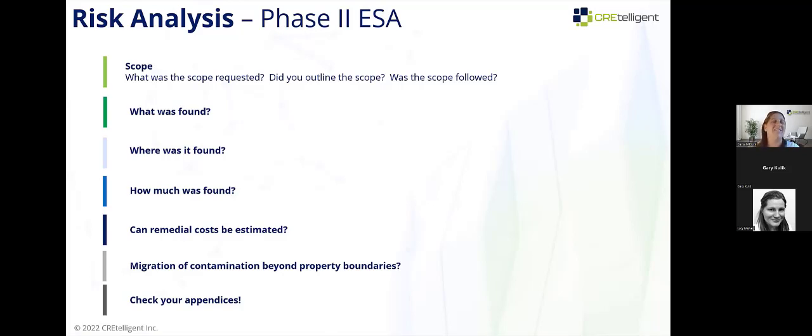All right, so this is a little different. The phase 2 risk analysis. Want to look at your scope. Was the scope requested? Was it followed? Did you outline the scope that needed to be followed? If there were any gaps or any non-conformance with the scope that you requested or with the scope that was listed, why did that happen?